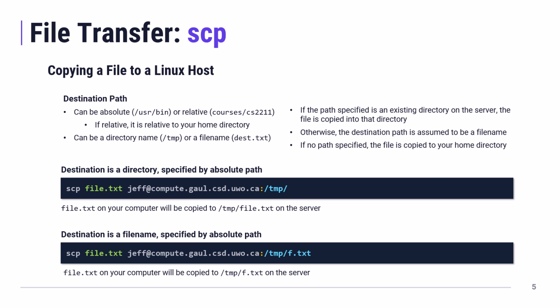As an example here, I'm using an absolute path, /temp. I'm saying I want to upload file.txt from my laptop onto the server into the /temp directory. After I do that, it will exist as /temp/file.txt. Alternatively, I could say I want to upload file.txt as /temp/f.txt. I'm specifying a destination file name here, and once I'm done, it will be found on the server under that file name.